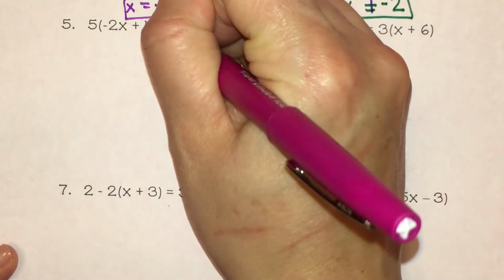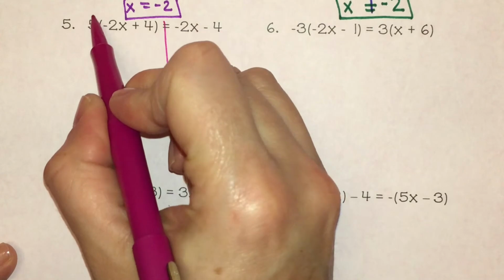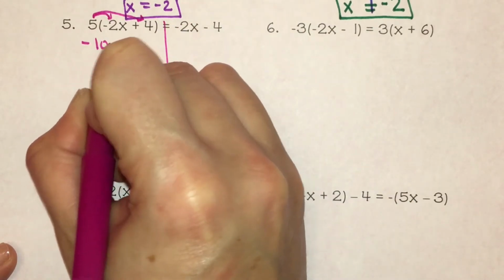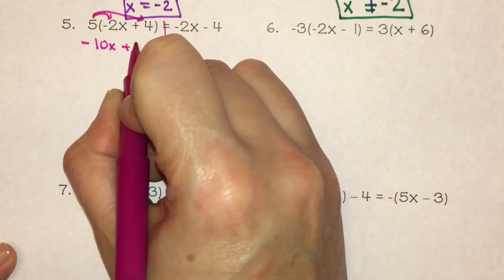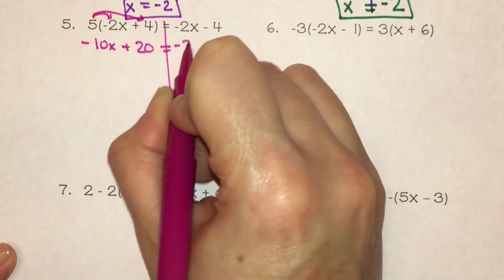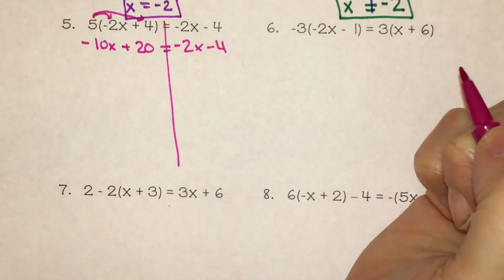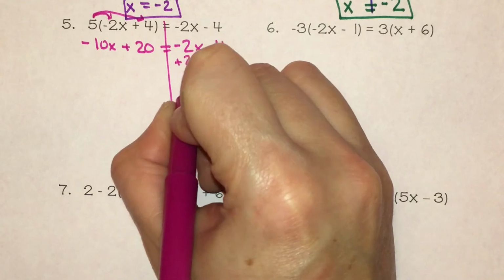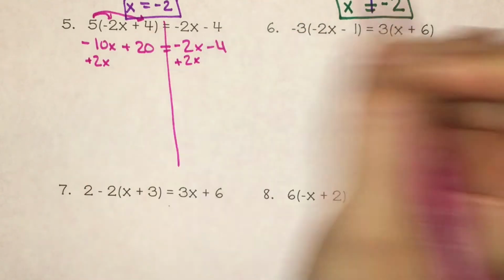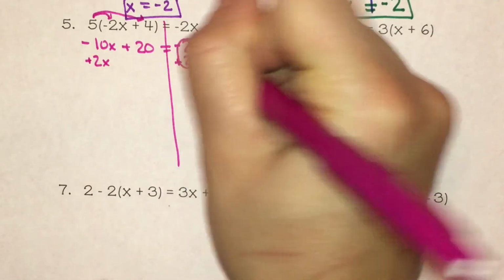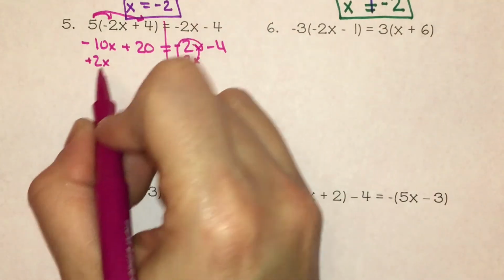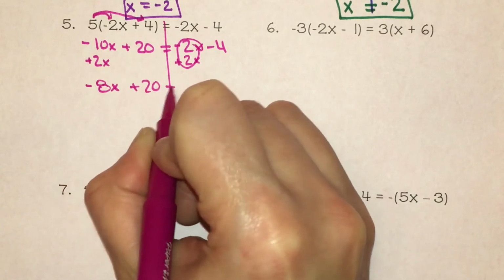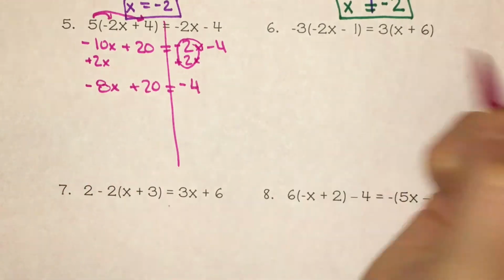All right, so problem 5. I'm going to distribute the 5 outside the parentheses. 5 times negative 2x is negative 10x plus 5 times 4 is 20 equals negative 2x minus 4. I'm going to move my x terms to the same side. I have negative 2x. Opposite is adding 2x to both sides. Negative 2x plus 2x is 0. Negative 10x plus 2x is negative 8x plus 20 equals negative 4.